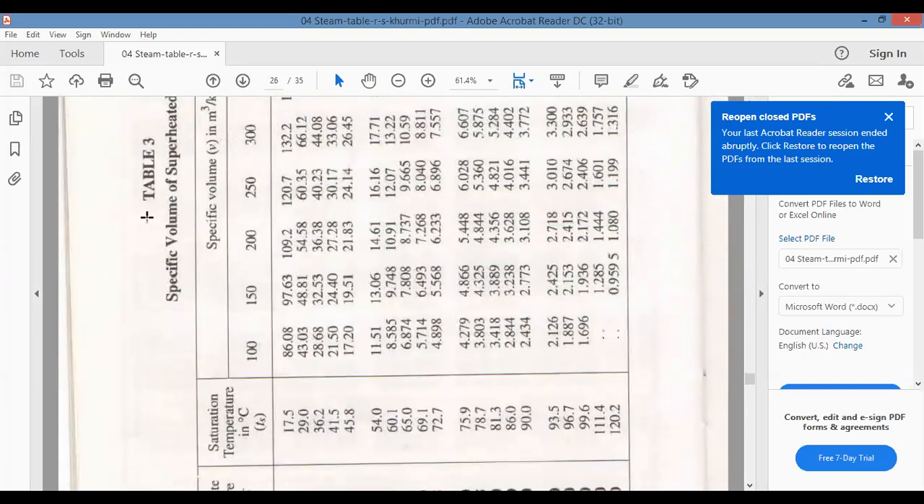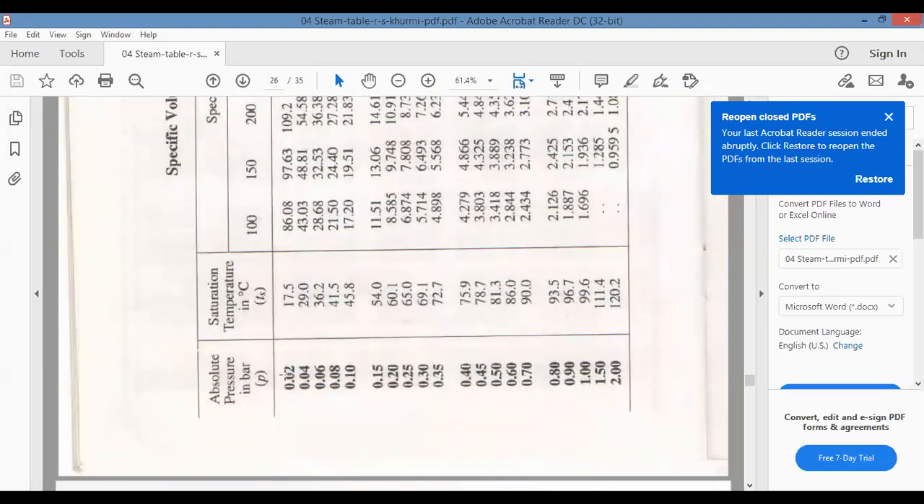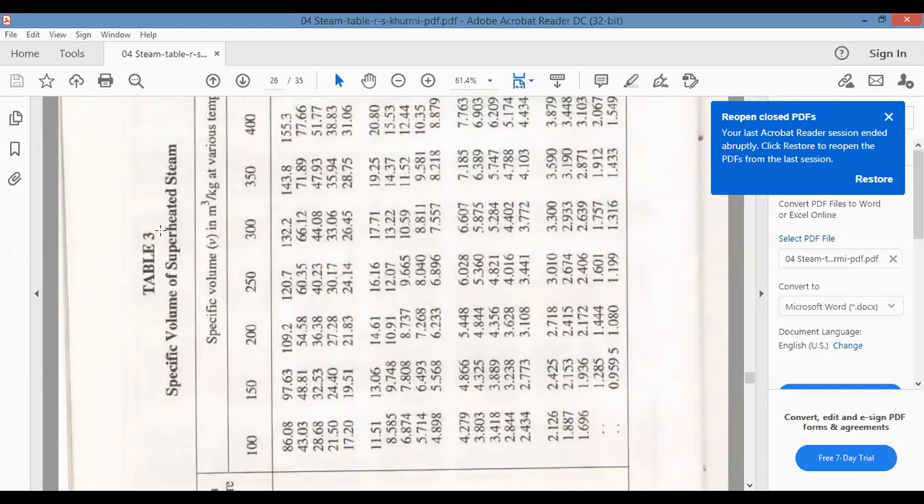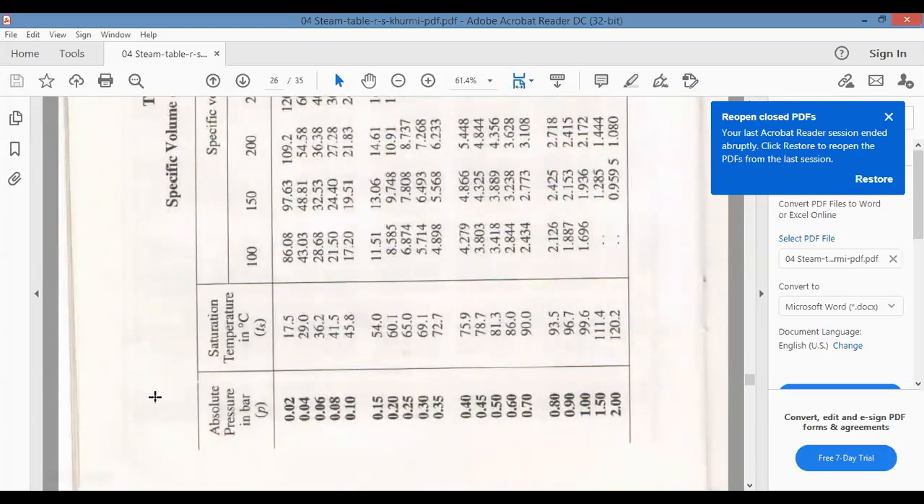Similarly, the tables for specific volumes are shown. If you are interested in knowing the specific volume at 0.02 bar, you can read it. Now table 3. From table 3, you'll find that it is superheated steam. For superheated steam, it is not enough to simply know the temperature. We need to know two things: we need to know the pressure as well as the temperature. That is the reason why we have the tables arranged in this fashion.